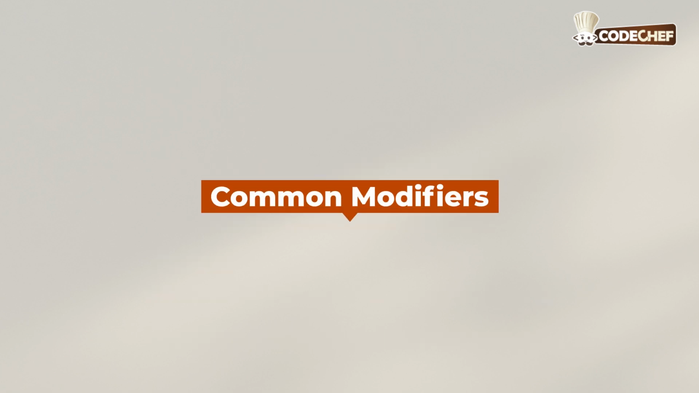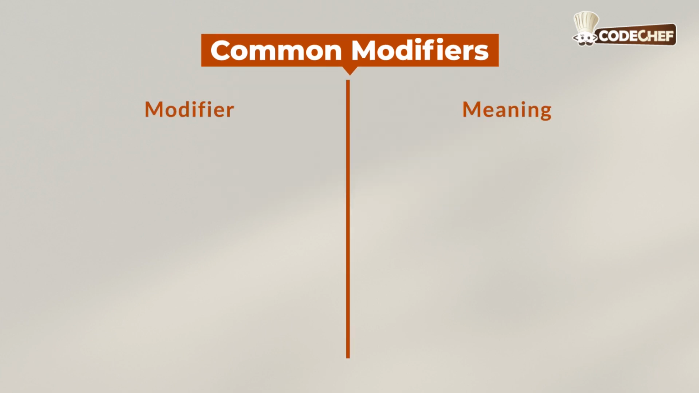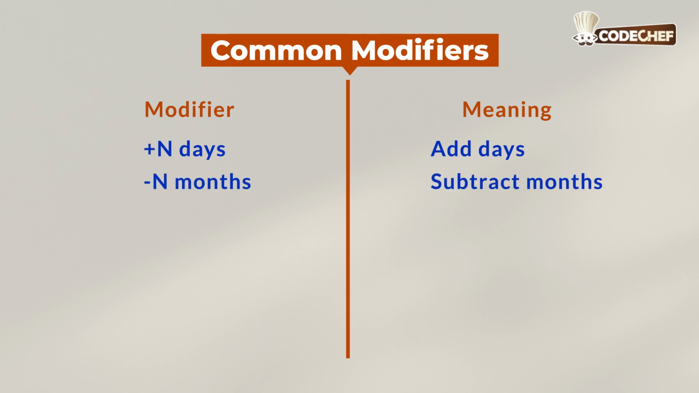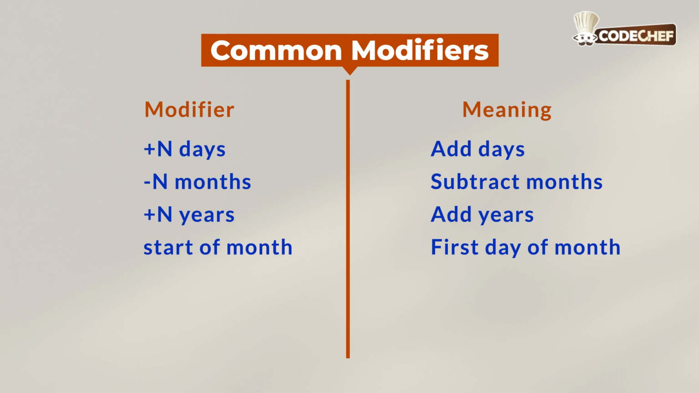Now here is a list of some common modifiers. Plus n days, that means we are trying to add n days to the current date. Then minus n months, that means we are subtracting n months from the current date. Plus n years, we can use this to add n years from now. Then start of the month. It means we are trying to get the date for the first day of the month, and start of the year means first day of the year.